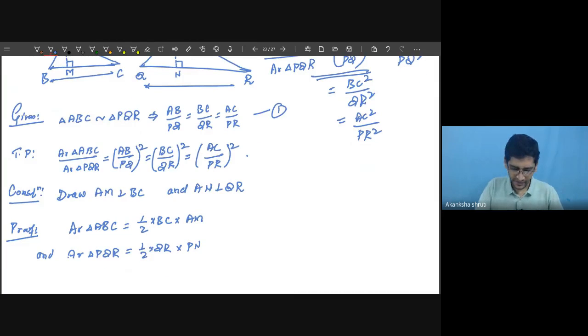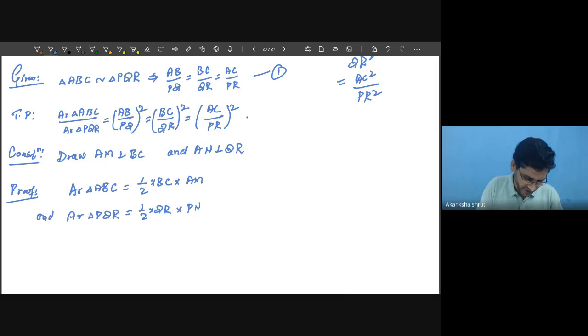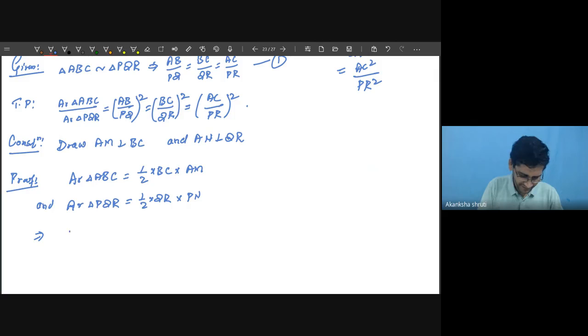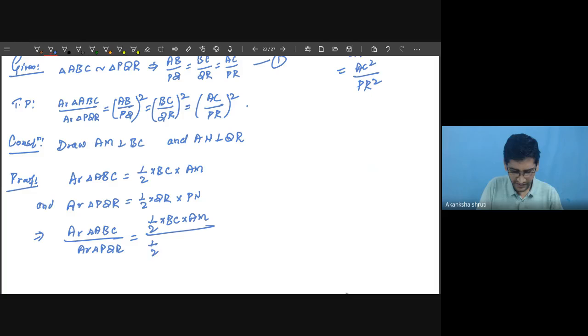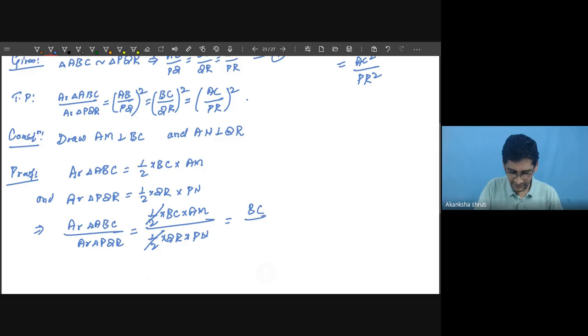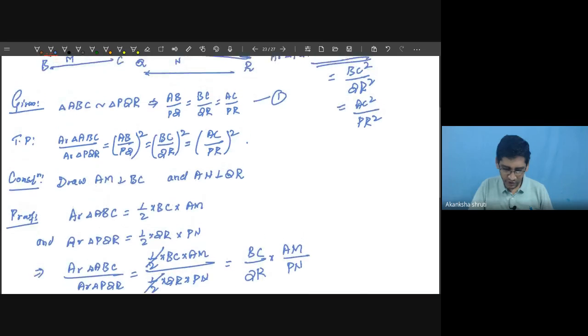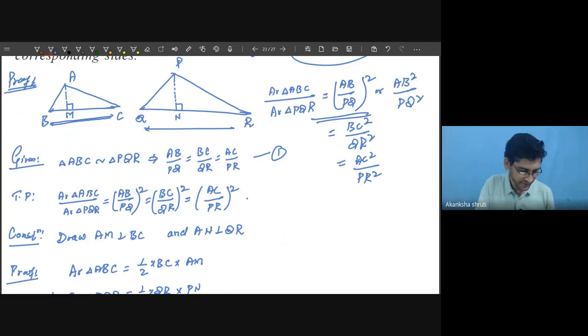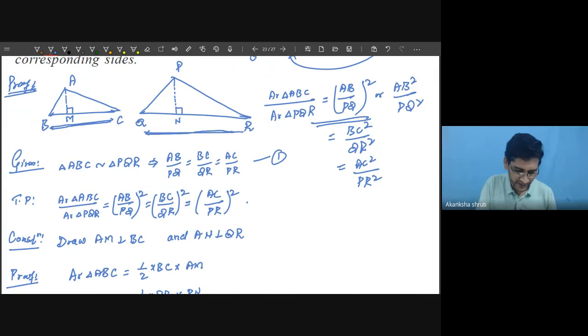Now take the ratio. So these two things we have written as they are, taking the ratios. This implies area of triangle ABC by area of triangle PQR can be written as half into BC into AM by half into QR into PN. This half gets cancelled. I can write this as BC by QR, BC separated, into AM by PN. I have separated this BC and kept QR below it, because BC is the side length of triangle ABC and QR is the side length of triangle PQR.